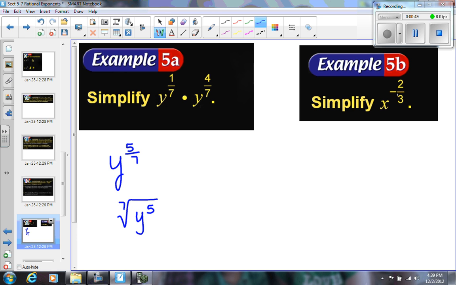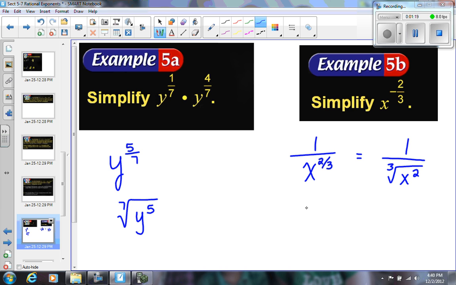On the next example, again, I need to remember that the negative sign means the reciprocal. So I'm going to start by saying this is 1 over x to the 2/3 power. But now remember that this means 1 over the cube root of x squared. And the problem is I can't leave a radical in the denominator because it's not in simplest form.